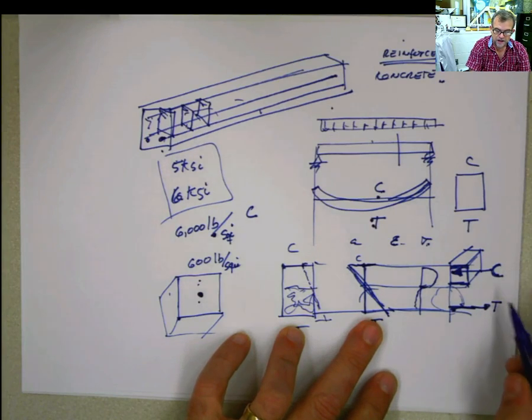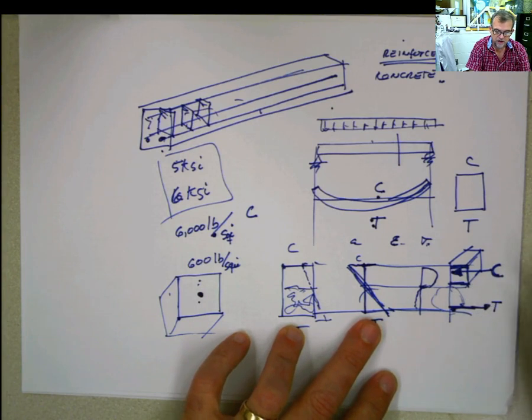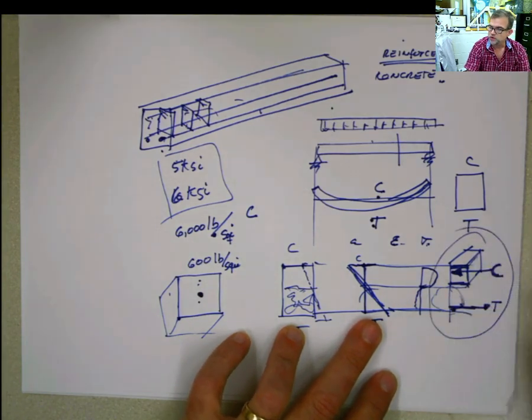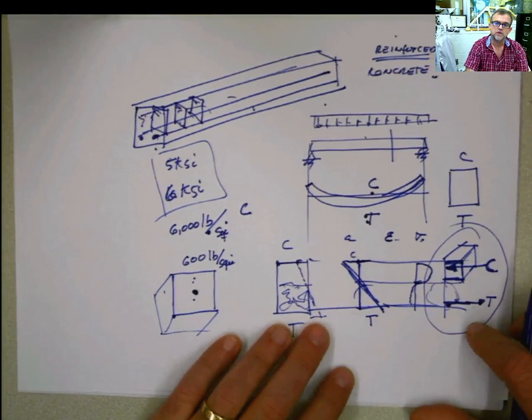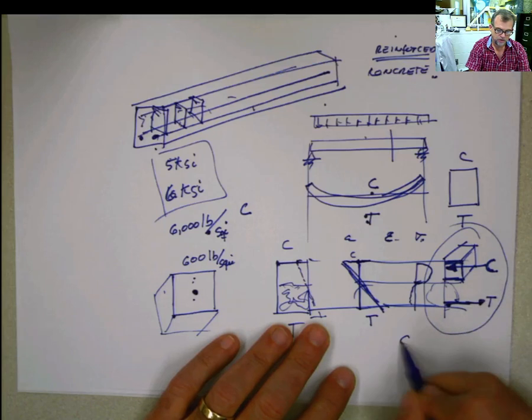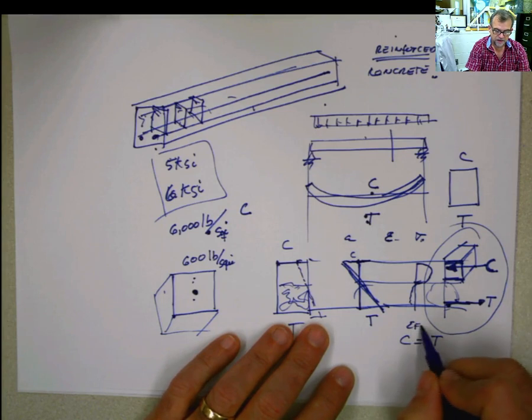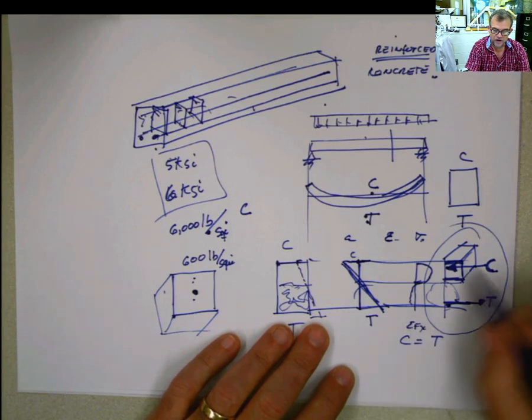Now, why am I explaining all of this? Well, I'm explaining all of this because I just want to show you that you know more than you think you know already. Look, if you do summation of forces in x direction here, C has to be equal to T. And you know that because of summation of forces in x. Now, if you calculate the moment, those are internal forces here.